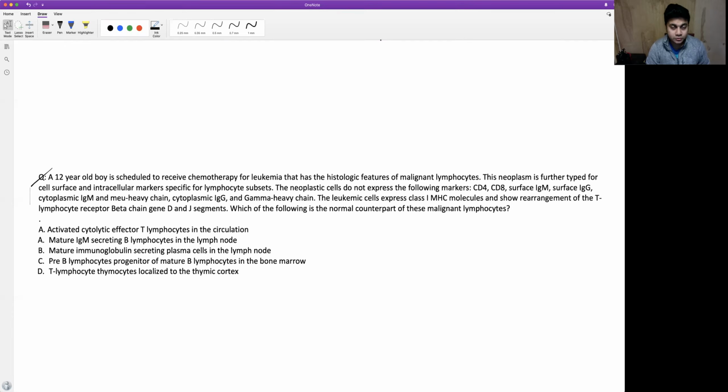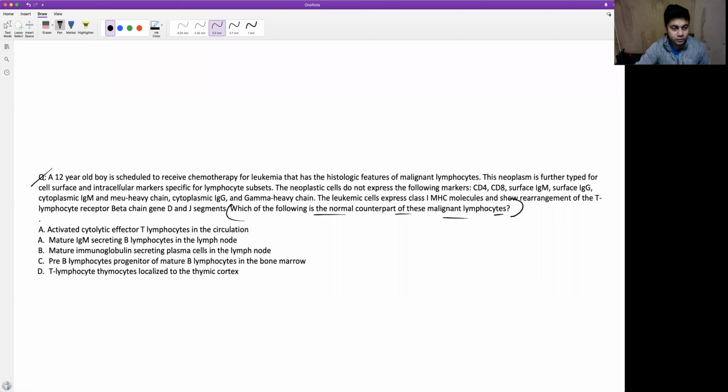So why do we do this? Because the last line contains the question they intend to ask. In the vignette, they try to confuse you by putting in information that might derail your thought. So I go for the last line first. It says, which of the following is the normal counterpart of this malignant lymphocyte? They're asking about something described in the vignette, so you need to go over it anyway. But always remember, read the last line first so that you don't get derailed.